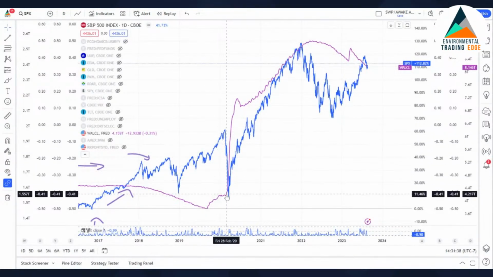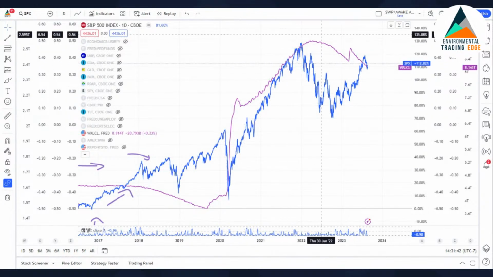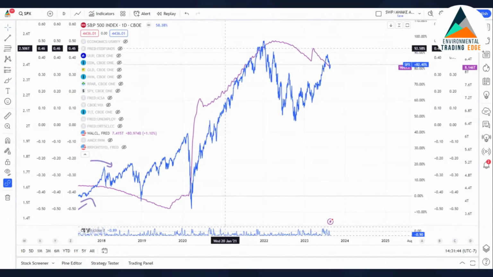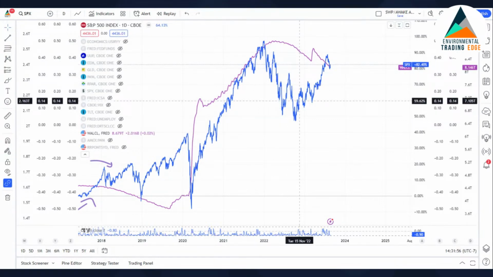Then we ended up starting QE again, growing the Fed's balance sheet. I'm just giving you a play-by-play of how it's been going as the timeline grows, so you can see the effect on risk assets. And as soon as the Fed starts to slow down the growth of their balance sheet, you can see that stocks tend to struggle.